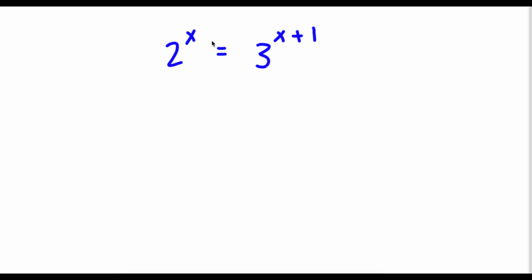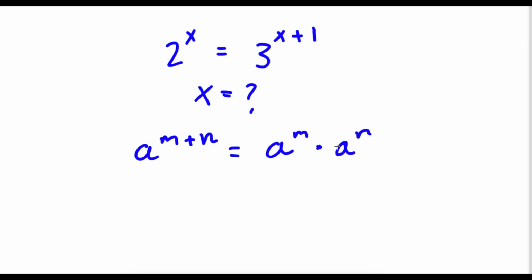Alright, so I have 2 to the power of x is equal to 3 to the power of x plus 1. And I want to find the value of x. So first off, if I have something in the form a to the power of m plus n, this is equal to a to the power of m times a to the power of n. So in this case, 3 to the power of x plus 1, that's going to equal 3 to the power of x times 3 to the power of 1.